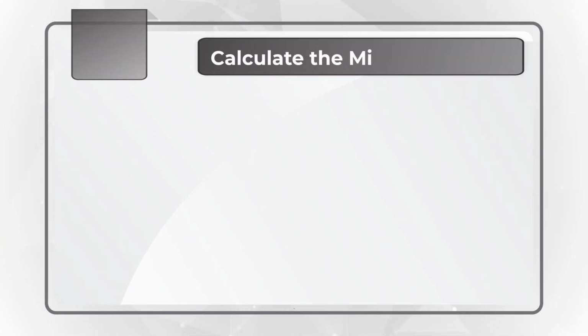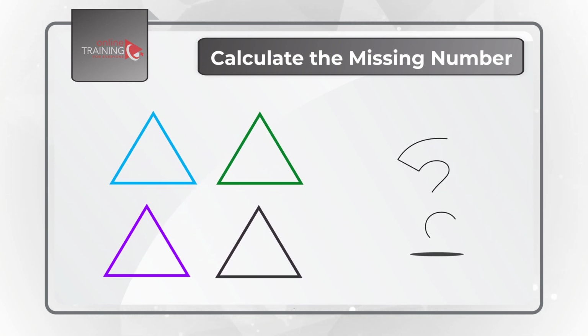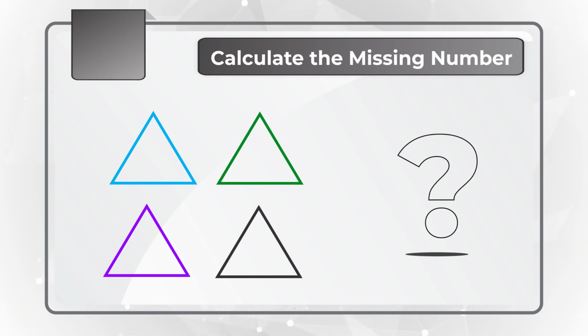Here's the famous 4 triangle question you regularly observe in the test. You need to calculate the missing number, which is represented by the question mark. And you're presented with 4 different triangles. Each triangle is of a different color.